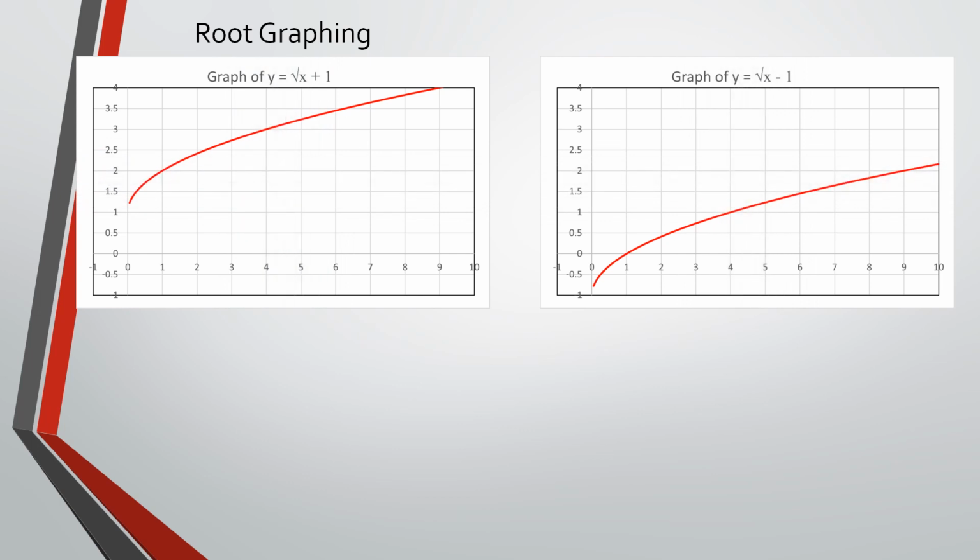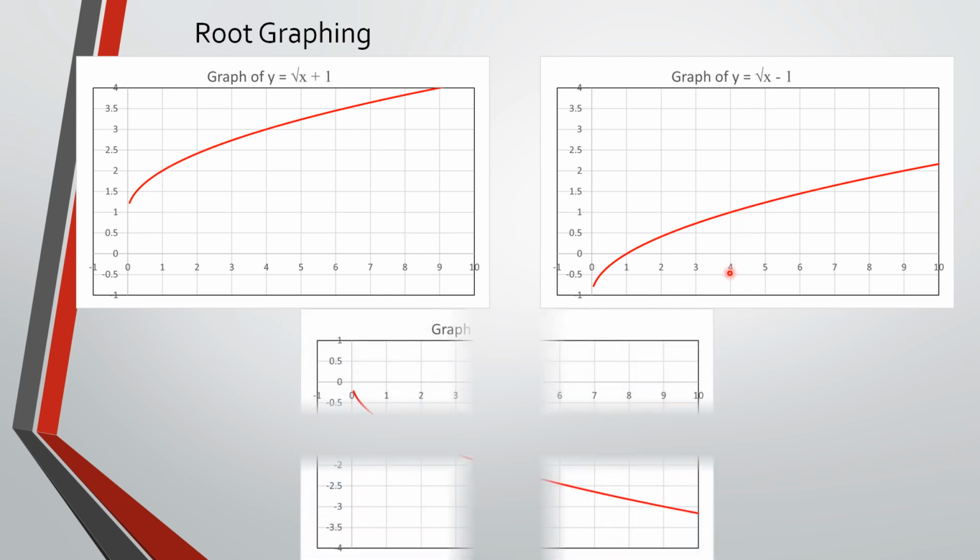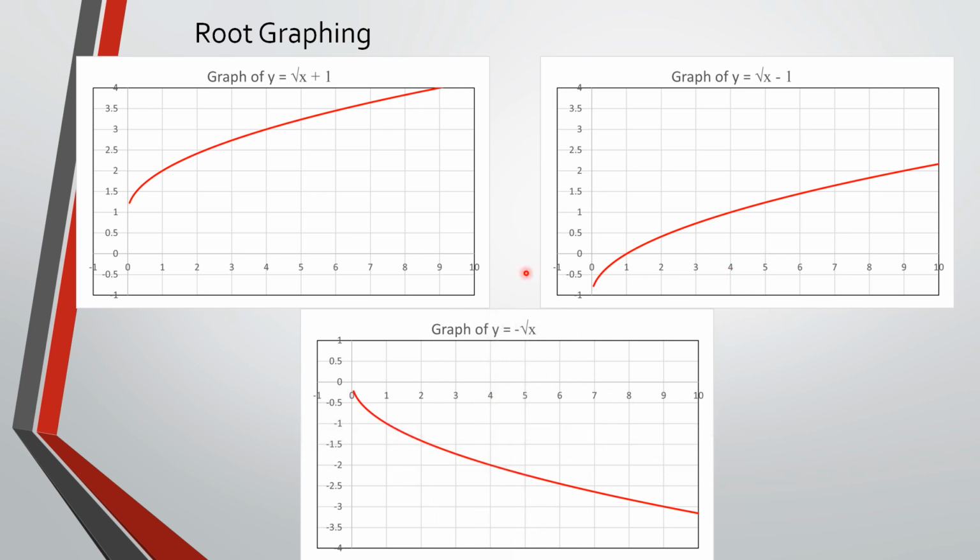The same as before, when we add a constant and subtract a constant, we're just shifting up and down. So we're shifting the basic graph up by 1, or down by 1. When we do the negative, we're just flipping the original graph across this axis. So the 10, instead of being positive, about 3, is now negative 3.